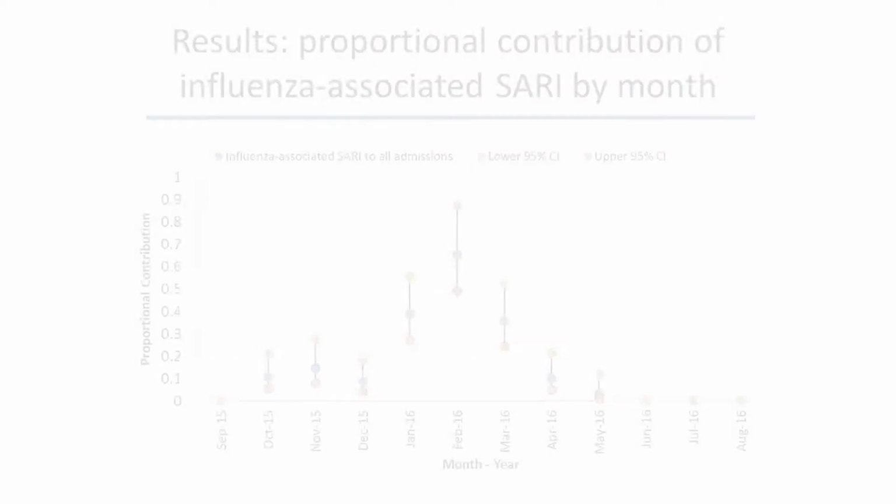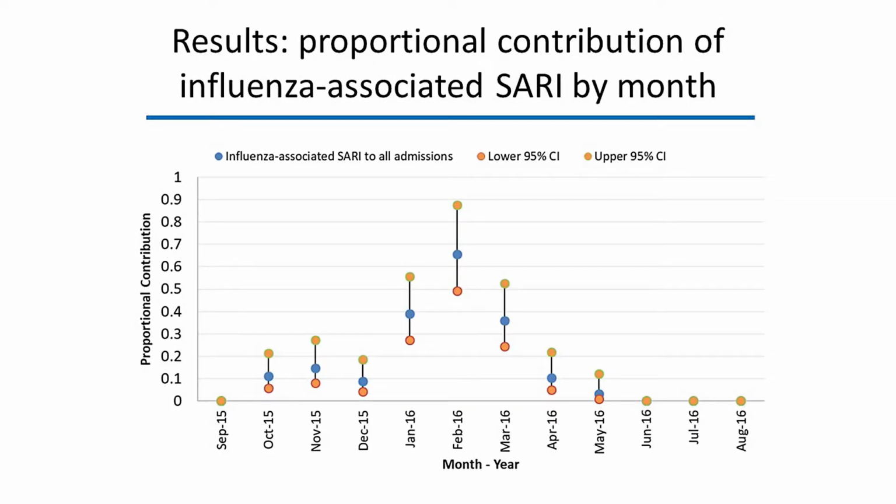Distributed by month, we also have a peak of a proportional contribution of influenza-associated SARI in February 2016, which is kind of in line with the epi curve shown at the beginning.